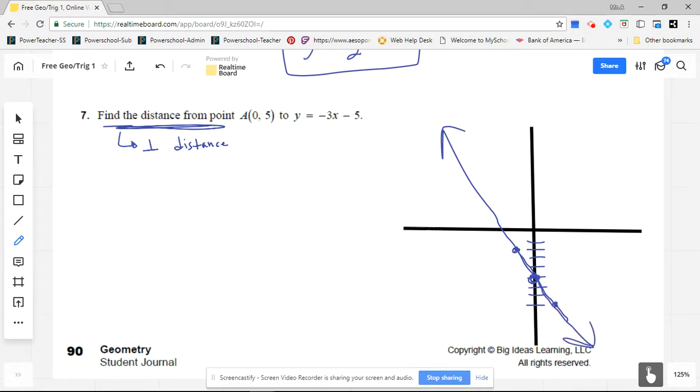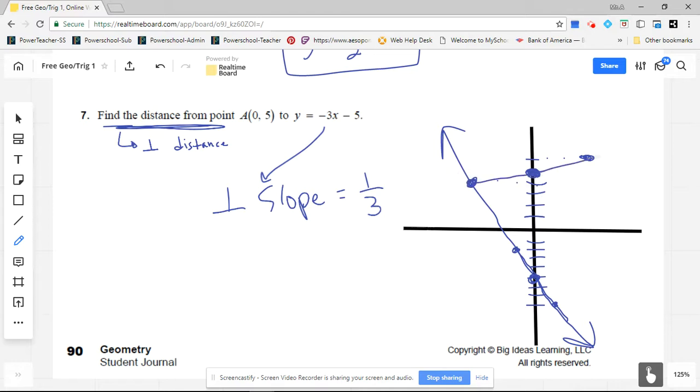And then point A is (0, 5). So 1, 2, 3, 4, 5 is right there. We need a perpendicular slope. That would be a positive 1/3. So what I need to do is from my point A, go up 1 and over 3. And I could go down 1 and to the left 3. That's going to put me right on the line there.